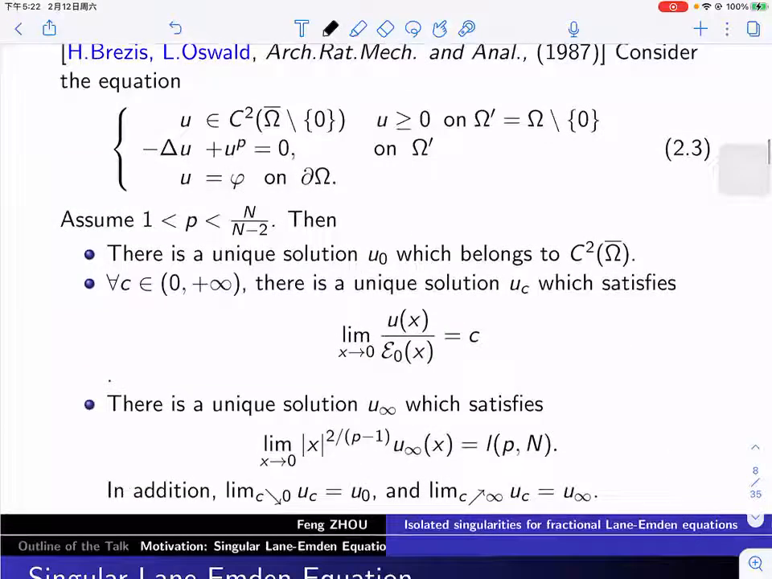On the other hand, I mention this because we will use the function U infinity. If we have the absorbing term, then we can have a family of solutions depending on the value of c. For any c positive, there exists a unique solution U_c which satisfies, as x goes to 0, the asymptotic behavior that U(x) is like the Green function of the domain. And as c goes to infinity, the limit of U_c goes to U infinity, which has the behavior of the slow decay solution for the whole space.